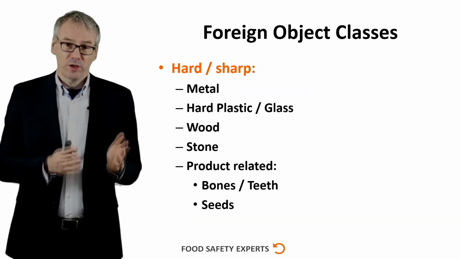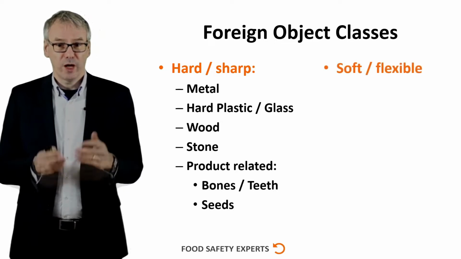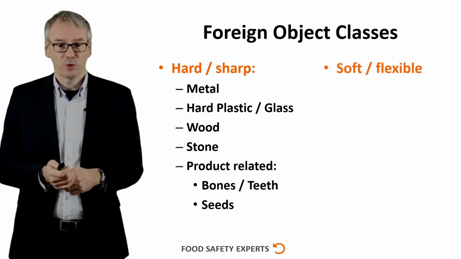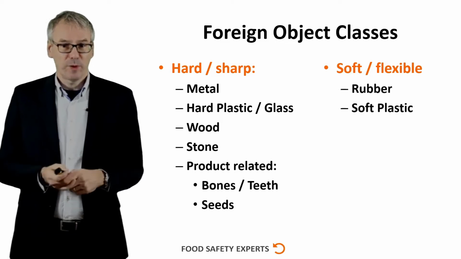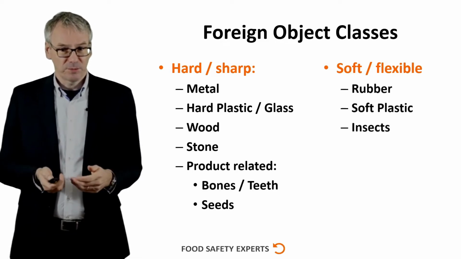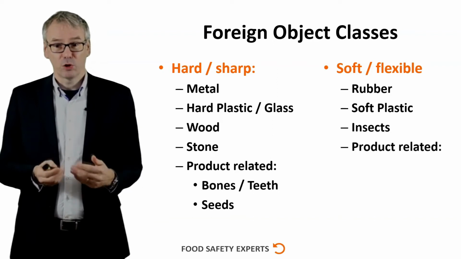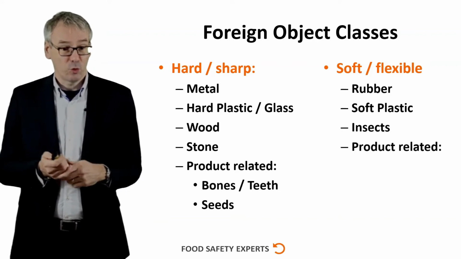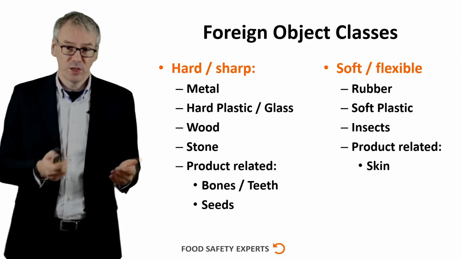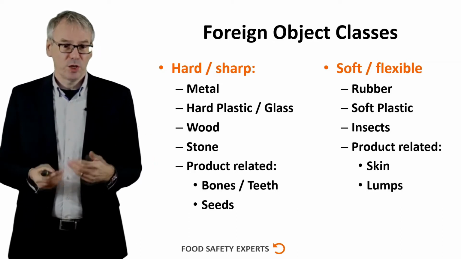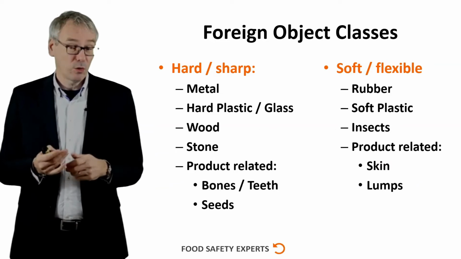Next to the hard and sharp foreign objects, we also have soft and flexible foreign objects, and these include things like rubber, soft plastics, insects, and also again product-related soft or flexible foreign objects like skin if you're processing meat or fish, or just product lumps if you're working with a lot of powders, for example.